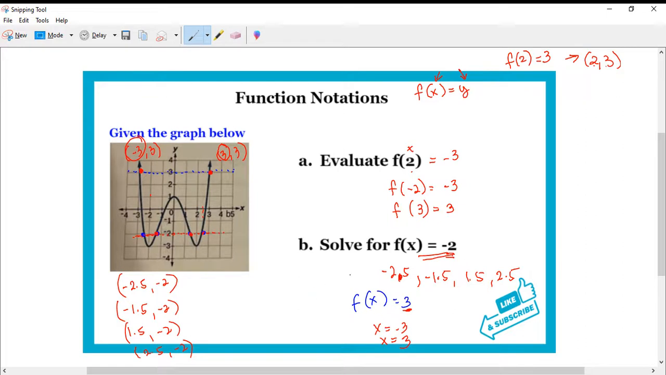So this is a challenge that you can answer down in the comments below. What is x when f of x equals 1? What's the answer to this?